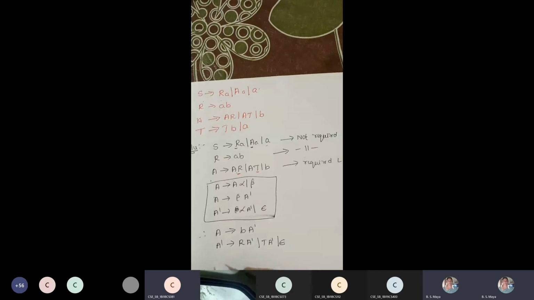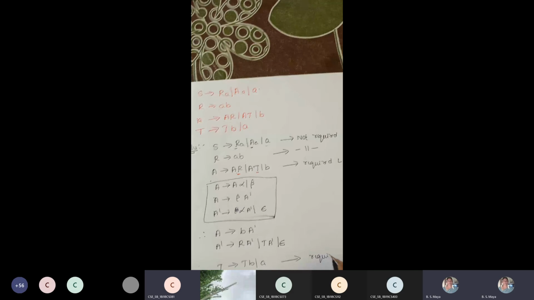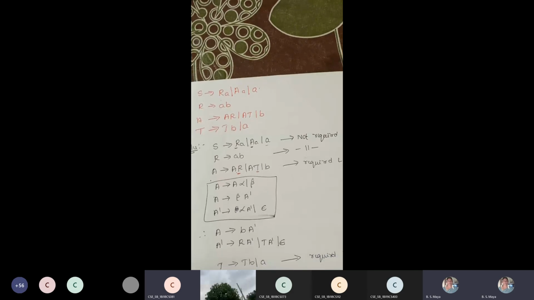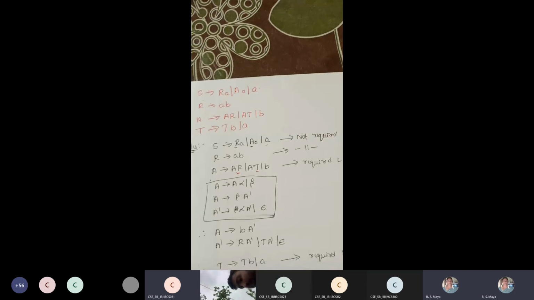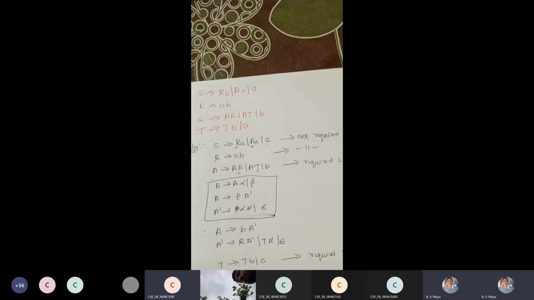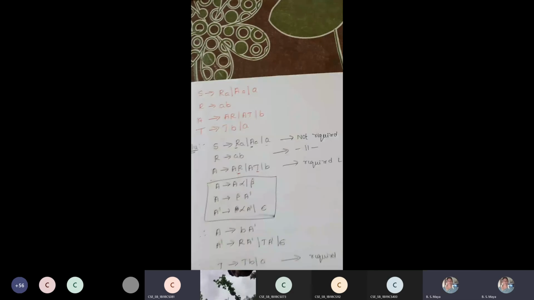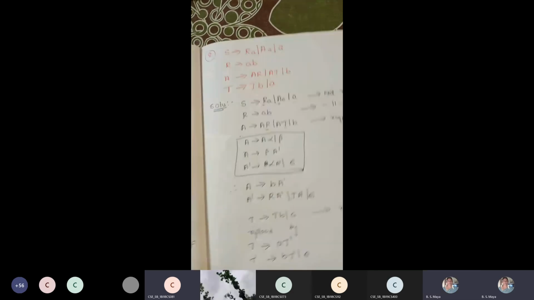Next production. T derives TBRA. Is it required, left recursion? Yes, ma'am. Yes, right, done. Required left recursion, then replaced by T derives A T dash. What is T dash? T dash derives B T dash or epsilon.